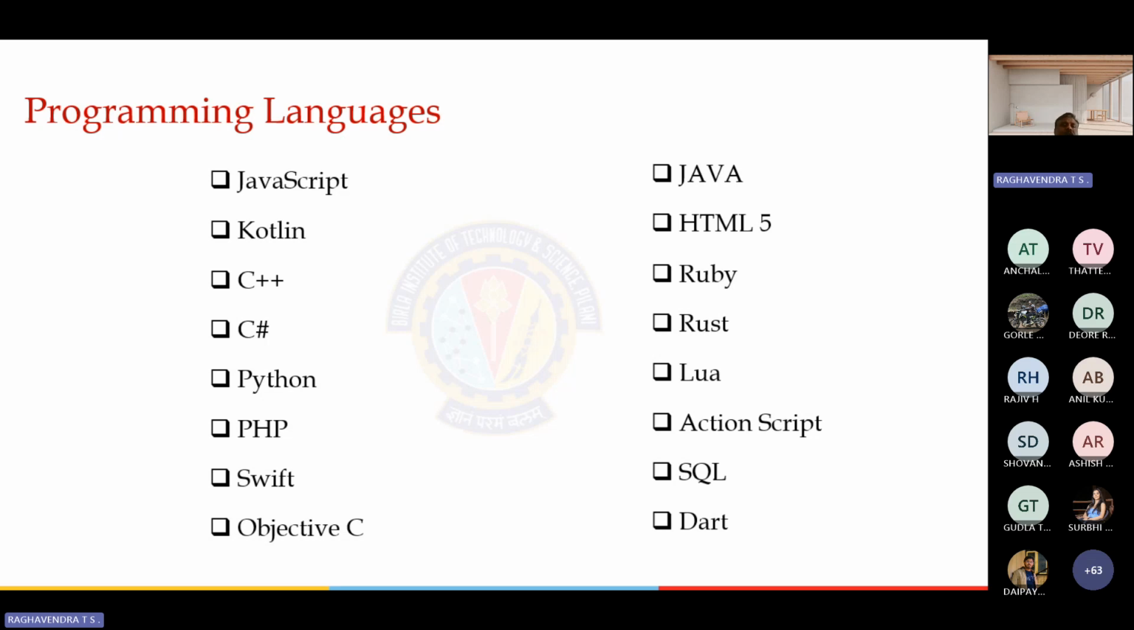What programming languages are supported in order to build those applications for portable devices? There are so many languages. You can write them using the very fundamental basic language, which could be C, Objective-C, JavaScript, or Kotlin, right? The newly evolved mobile application platforms use Kotlin, C++, C#, Python, PHP, Swift, Java, HTML, Ruby, Rust, Lua, ActionScript, SQL, and Dart. These are all the programming languages supported to build those applications using those environments.